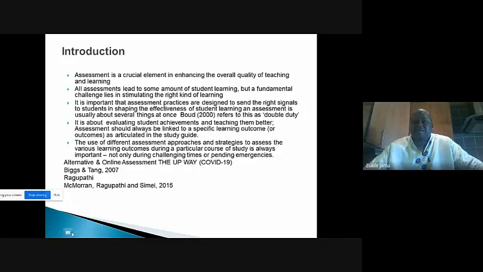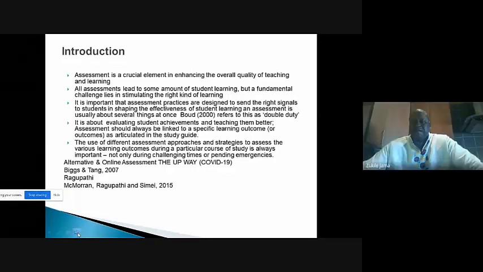So there is that interconnectedness between teaching and learning. It's about evaluating student achievements and being able to teach them better. Assessment, therefore, should be linked to a specific learning outcome or outcomes. The use of different assessment approaches and strategies to assess learning outcomes during a particular course of study becomes very important. And what has happened with COVID-19 is that it has expedited the importance of integrating online teaching and online assessments.